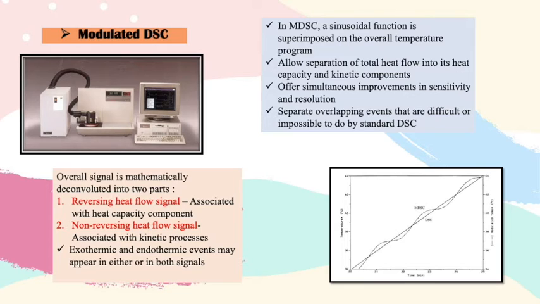In this modulated DSC, the overall signal is mathematically deconvoluted into two parts. The first one is the reversing heat flow signal that is associated with the heat capacity component. The second one is the non-reversing heat flow signal that is associated with kinetic processes. We must take note that exothermic and endothermic events may appear in either or in both signals.